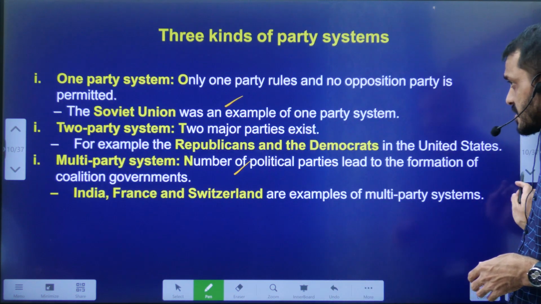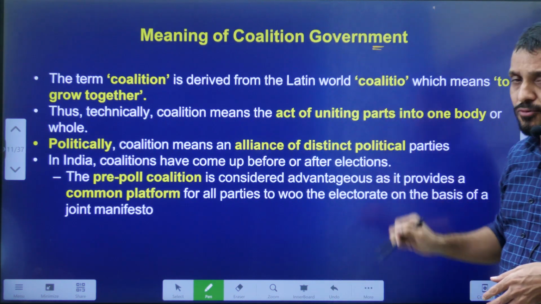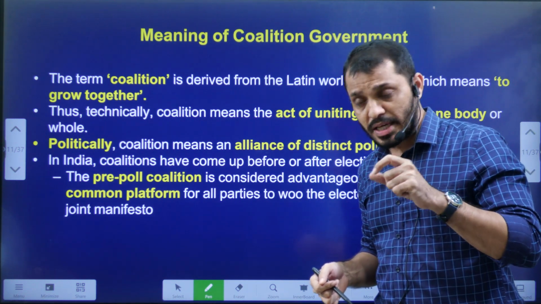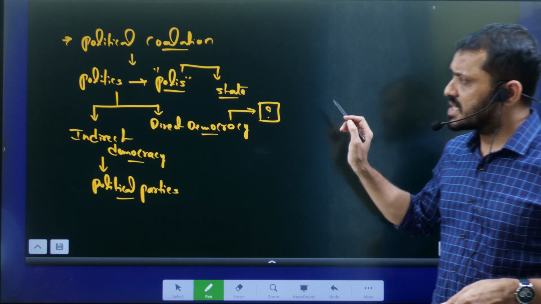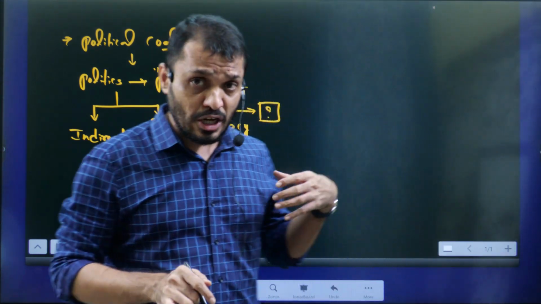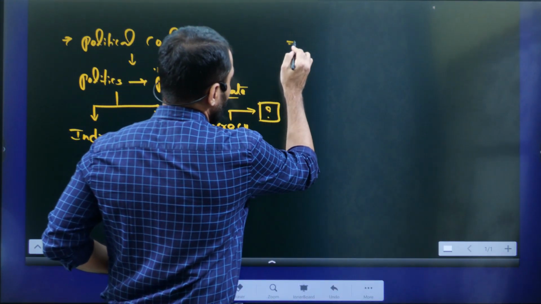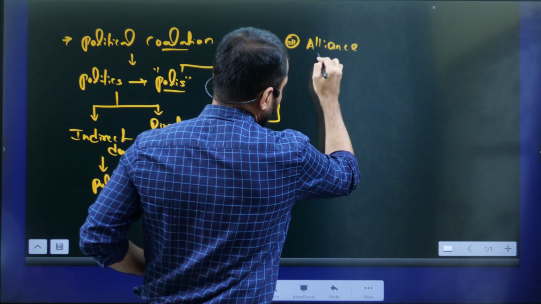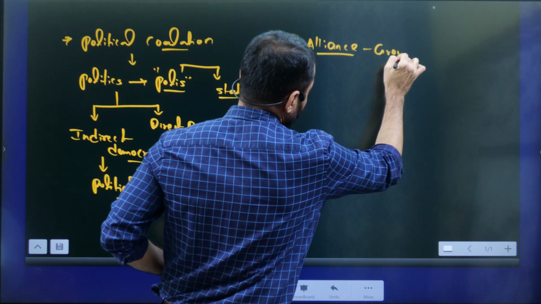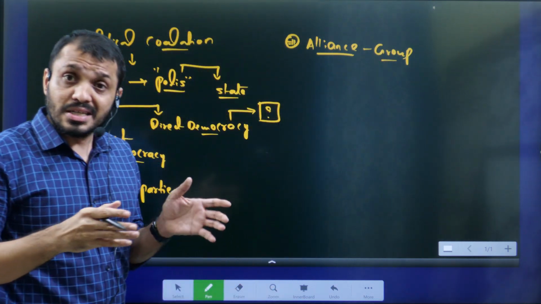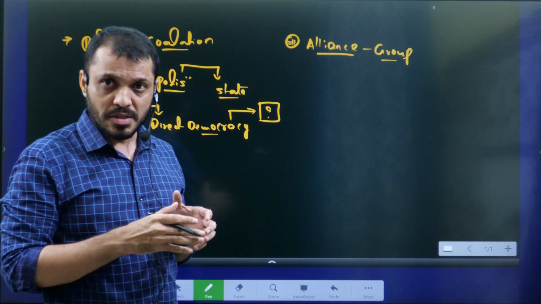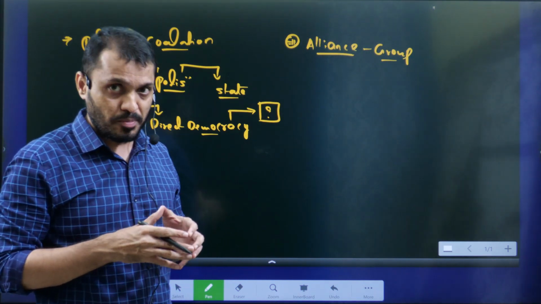Okay. Next, we will see the meaning of coalition government. Now we are discussing coalition parties. First, you have to understand alliance. What is the meaning of alliance? As I mentioned earlier, alliance means a group of political parties. It is nothing but a group. If you are not aligning with any group, that is known as the non-alignment movement. You might have heard about this in Indian foreign policy.